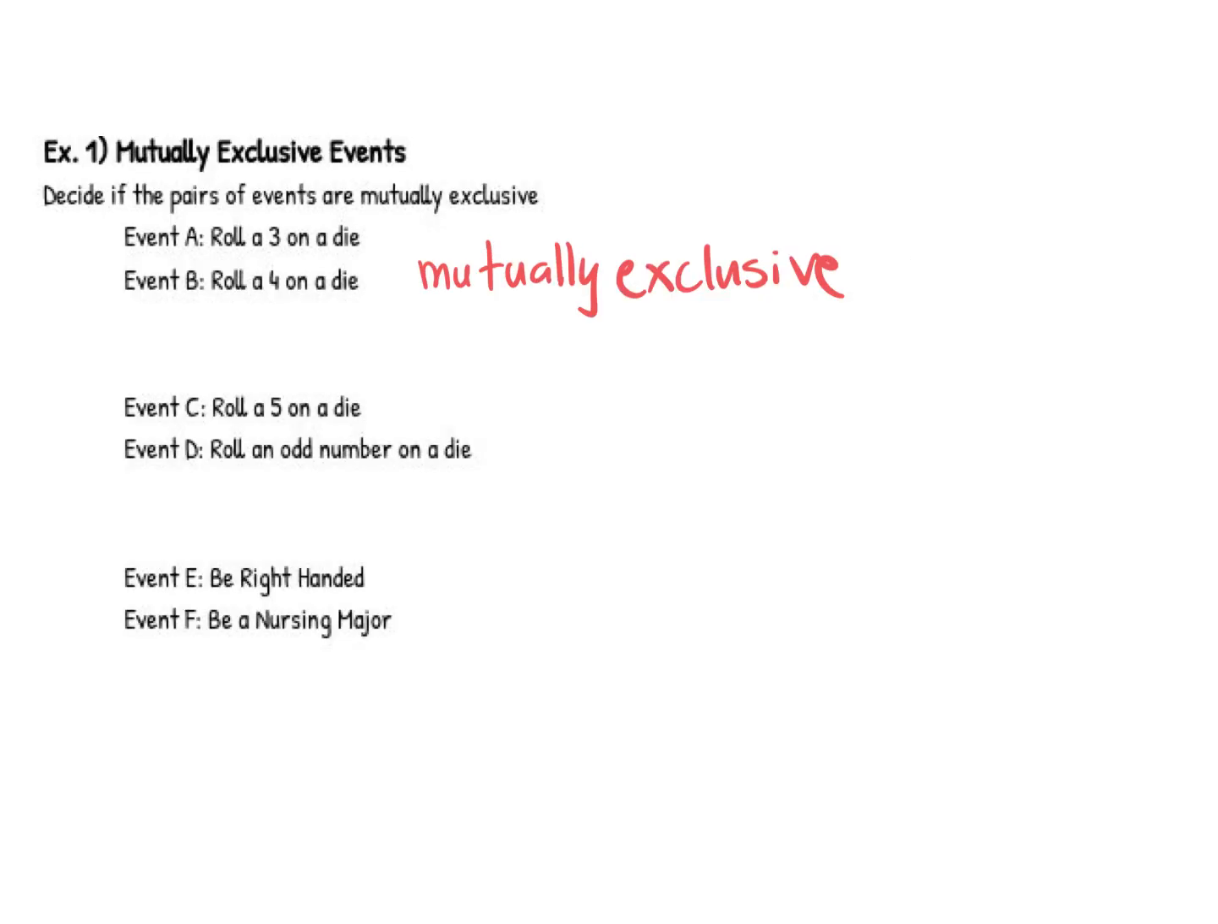Okay, so let's check out mutually exclusive events. Decide if the pairs are mutually exclusive. Event A, roll a 3 on a die, and roll a 4 on a die. These events are mutually exclusive because they cannot happen at the same time. Go ahead and try the next two pairs. Pause the video and come back for the answers.